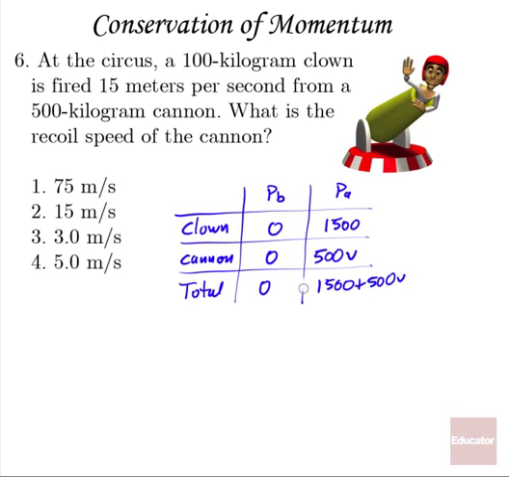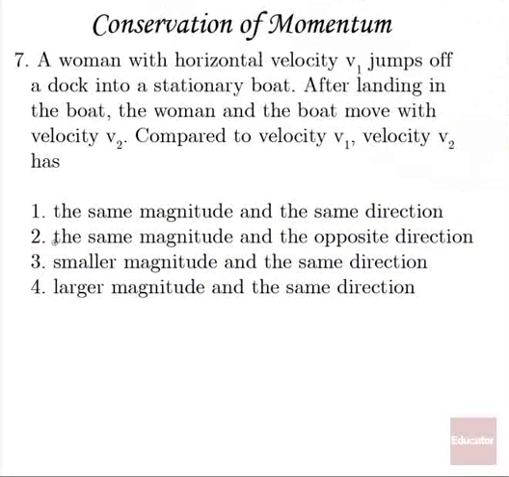Now, again, using conservation of momentum, we can state that the total momentum before must be equal to the total momentum after. To solve that, if I subtract 1,500 from both sides, negative 1,500 equals 500 v, and divide both sides by 500 to find that v equals negative 3 meters per second, where that just means the cannon is going in the opposite direction of the clown. So what's the recoil speed of the cannon? 3 meters per second.